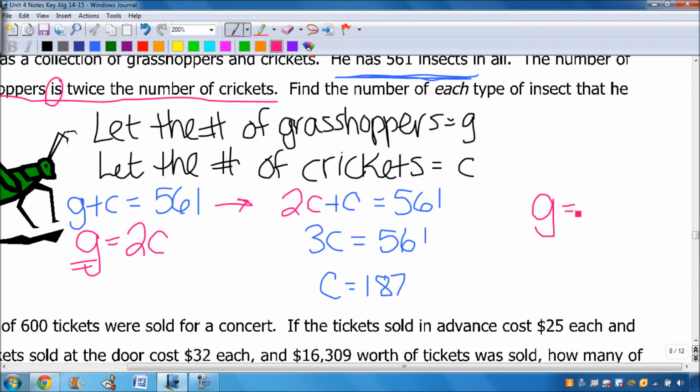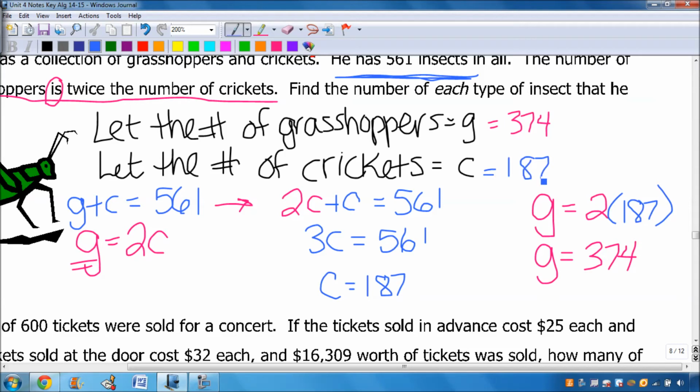So G equals 2, but instead of C, I'm going to replace it with 187. Okay, so that means that G is equal to 374. Okay, so we know the number of grasshoppers is 374. We know the number of crickets is 187. We can just write out a little statement to give our final answer, and then we'll be good to go.